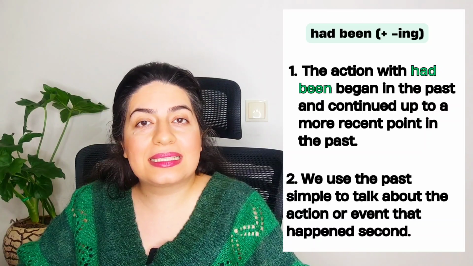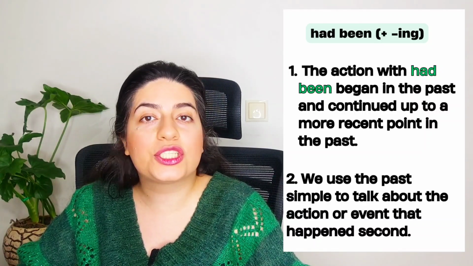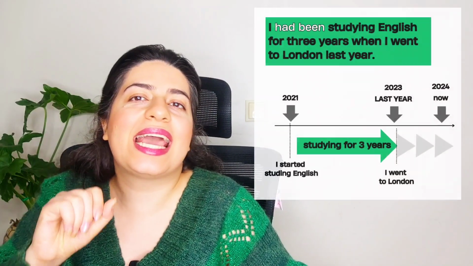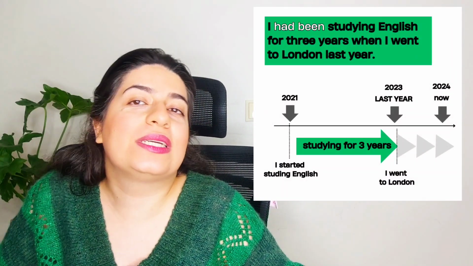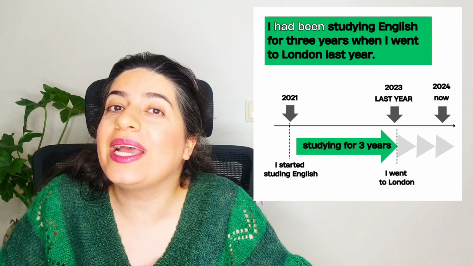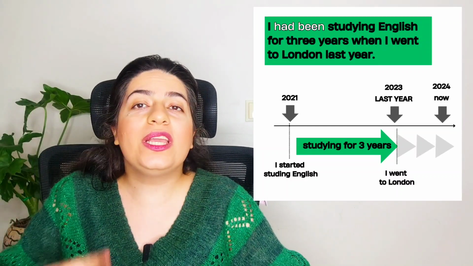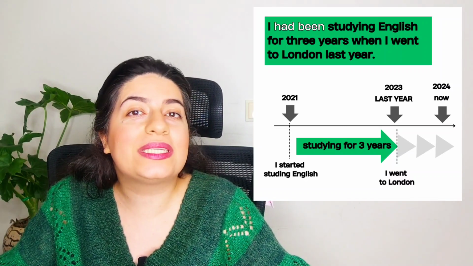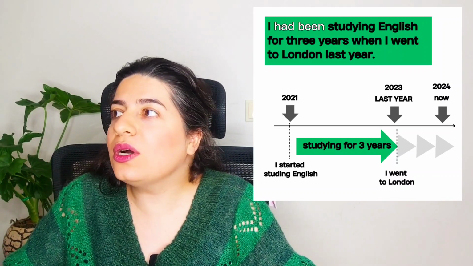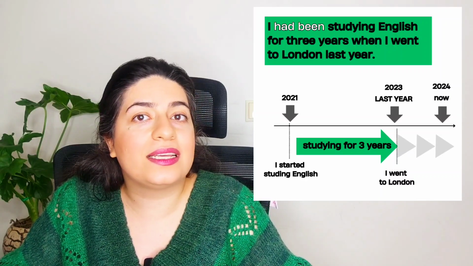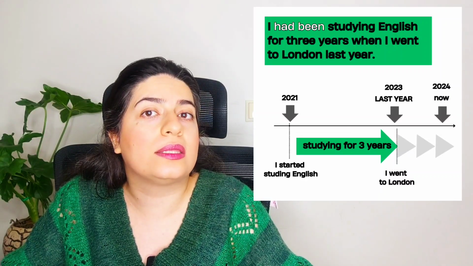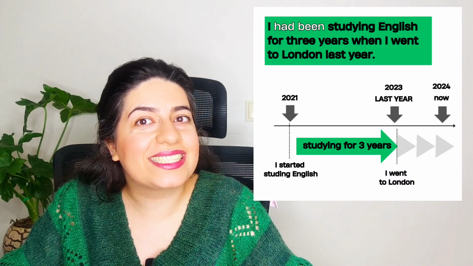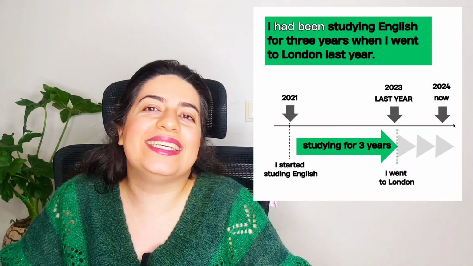We use the past simple to talk about the action or event that happened second. In this case, the more recent point was last year when I went to London. We use the past perfect continuous for the action which happened first. We don't know if the action of studying English continued beyond the visit to London, but I hope so. Never stop studying English. I haven't stopped studying English.